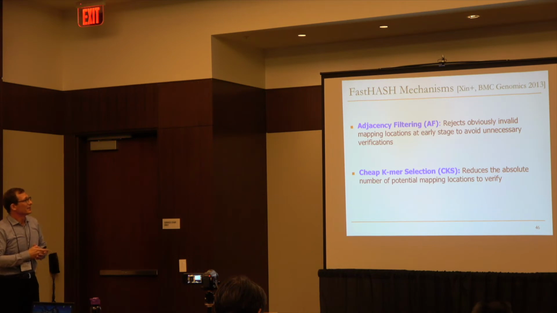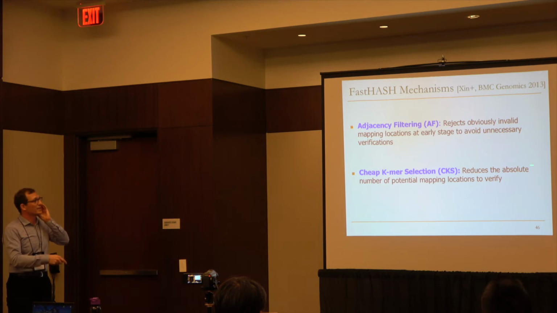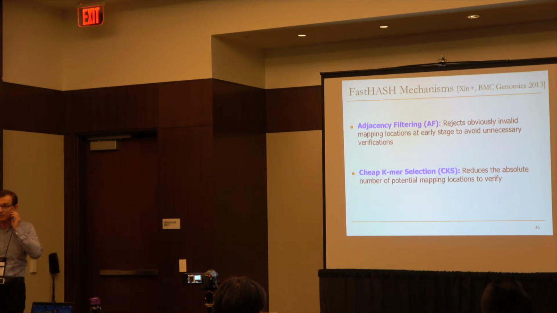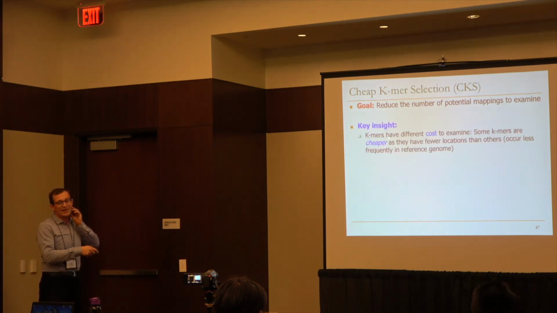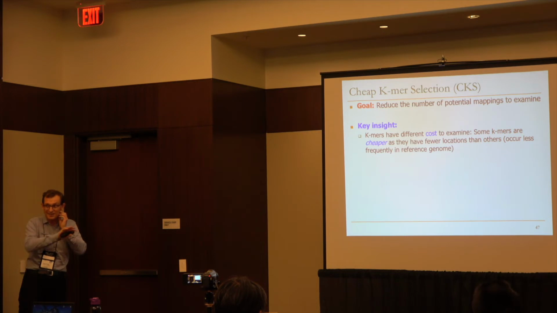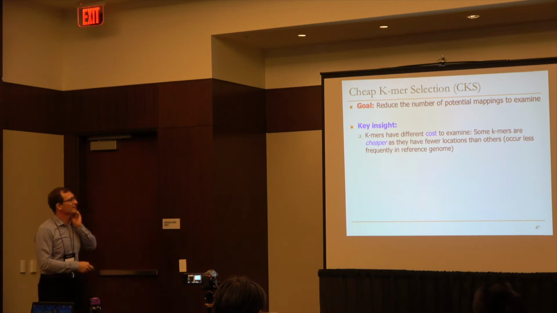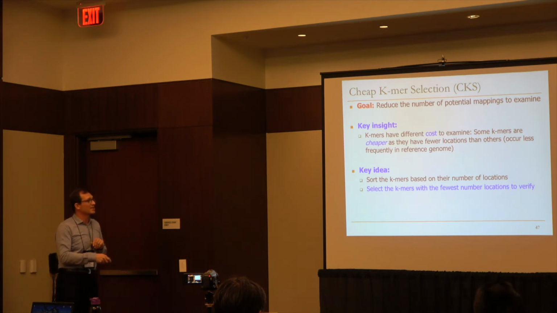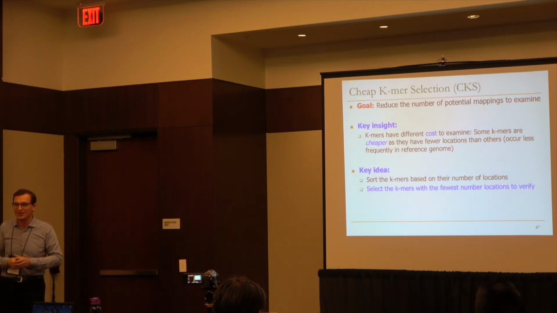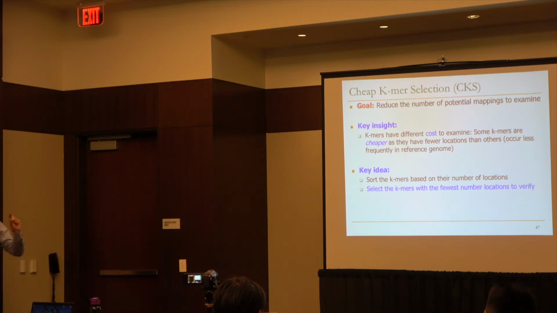Okay, let me give you the other idea, which is orthogonal to this, which is cheap k-mer selection. Basically, we want to reduce the absolute number of potential mapping locations to actually verify. So what's the idea? So the key insight is that k-mers have different cost to examine. Cost meaning that they map to different number of locations. Some k-mers are cheaper because they have fewer locations in their location list than others. They occur less frequently in the reference genome. So we want to sort the k-mers based on their number of locations and select the k-mers with the fewest number of locations to verify. And if you are confused about k-mers, think of them as k-length strings or substrings.